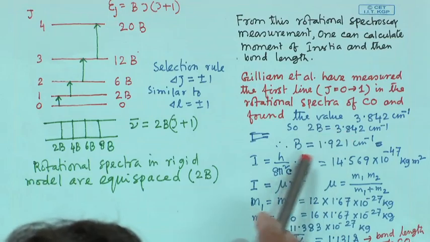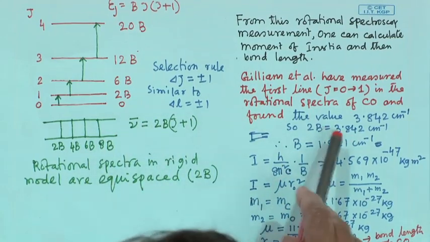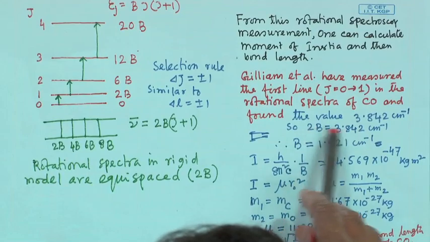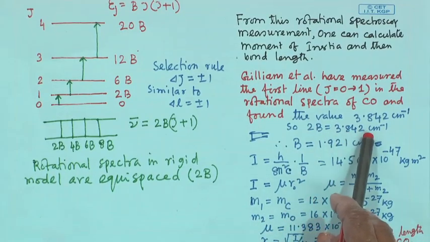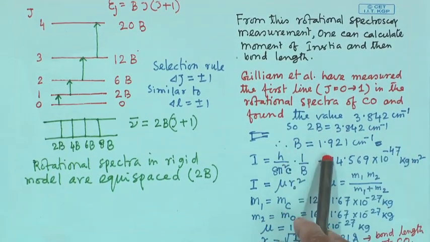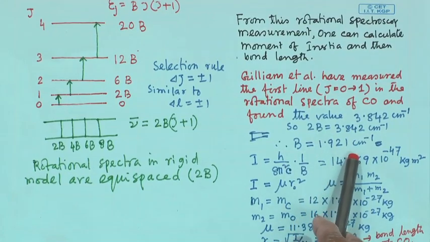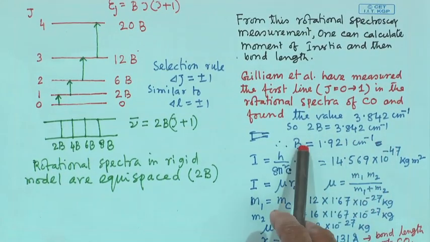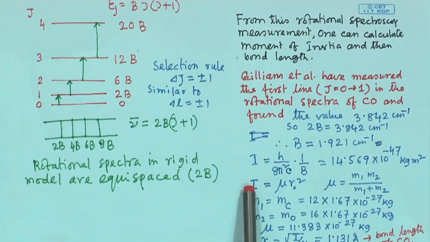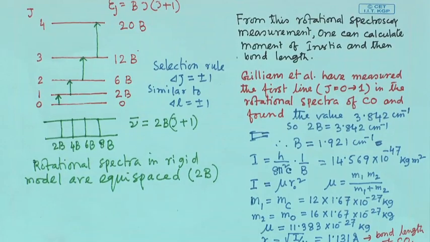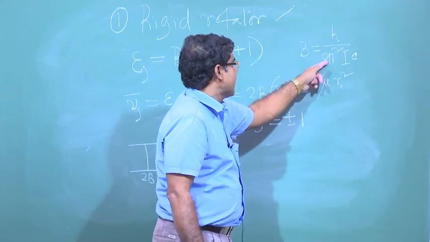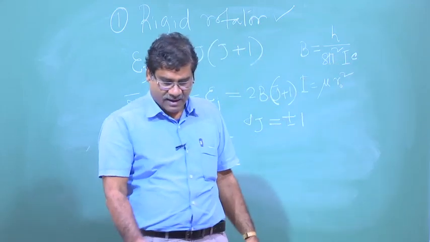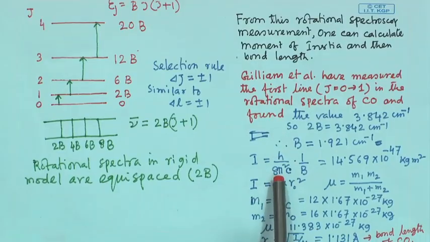From theory we have seen this is nothing but equal to 2B. So we can write 2B equal to 3.842 centimeter inverse, so B equal to 1.921 centimeter inverse. Now B, as I have written, B equal to h by 8 pi square I c. So from here I can write I equal to h by 8 pi square B c.